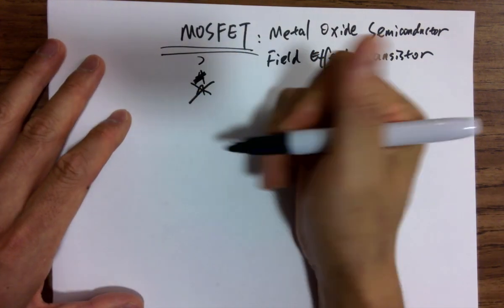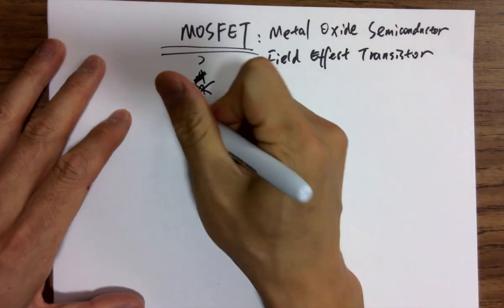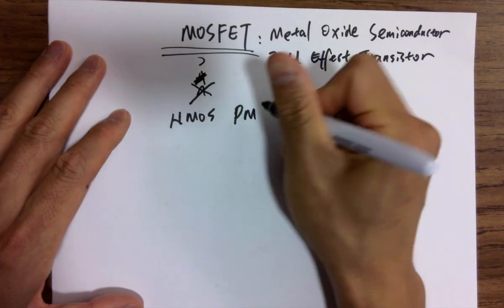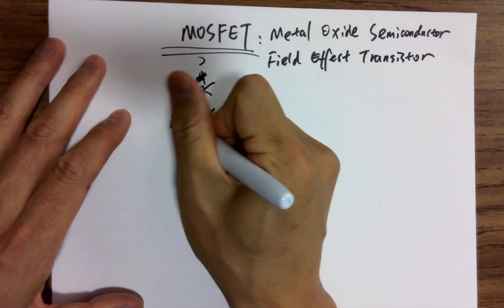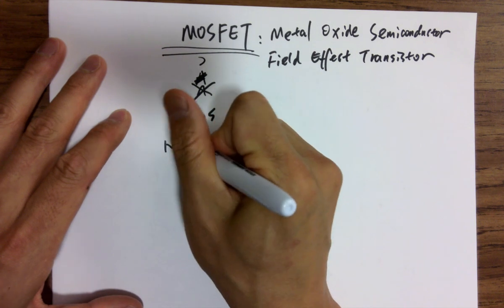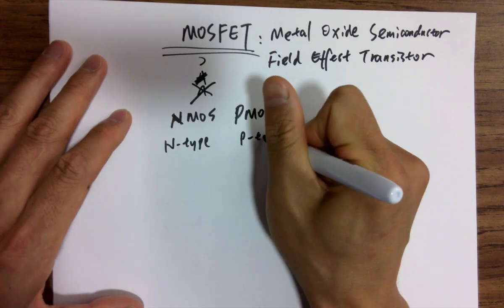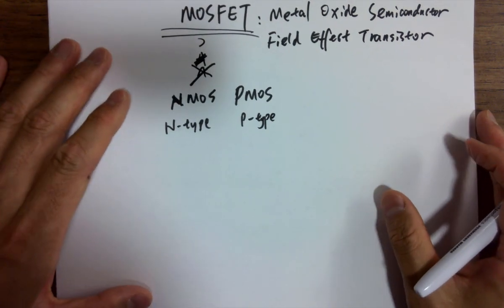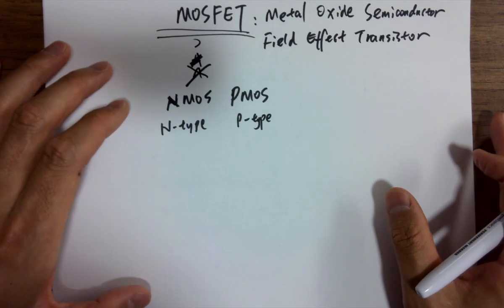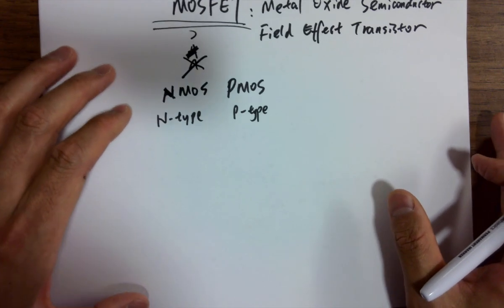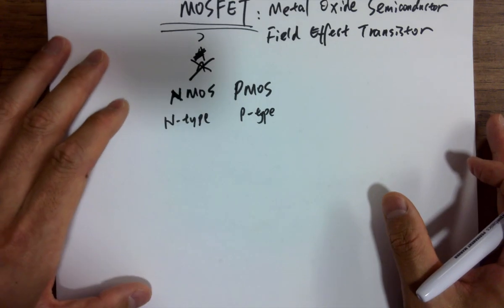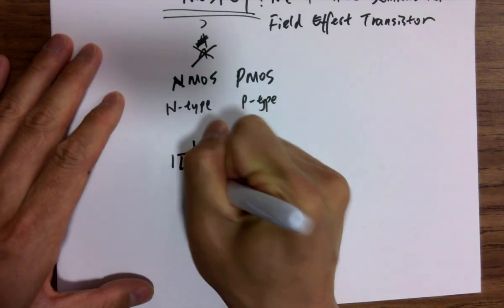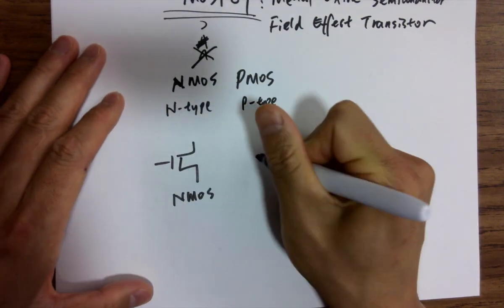And there are two major types of MOSFETs. One is called NMOS, N-type. The other is called PMOS, P-type. You are going to deal with all these NMOS and PMOS daily for the rest of the semester. We will introduce the N-type first, and the PMOS operates in a very similar way. Here are the symbols. Here is the NMOS. Here's the PMOS.